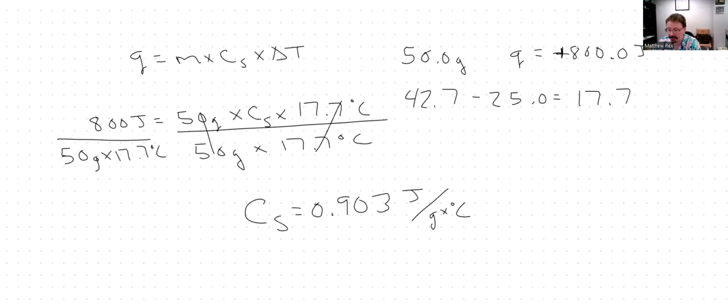And when we go to our last page there with all the different specific heats for different metals and substances, we see that that 0.903 matches the specific heat for aluminum.